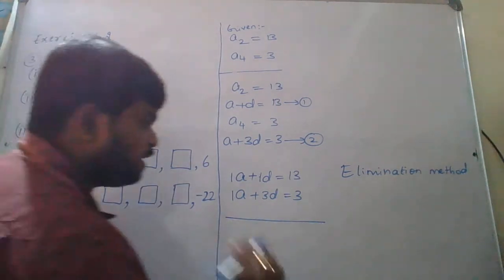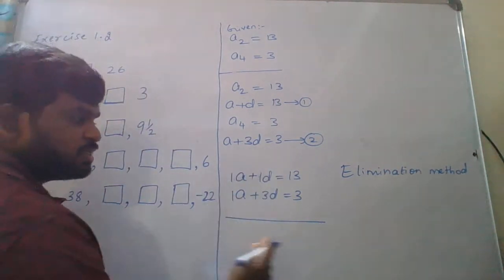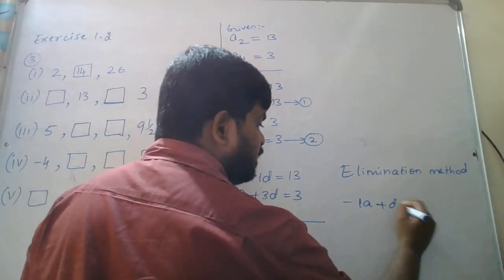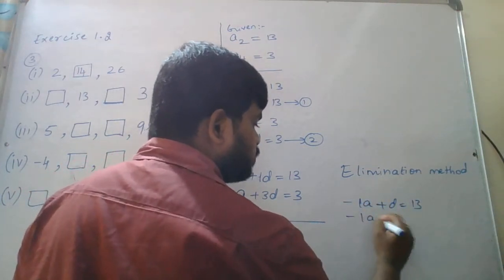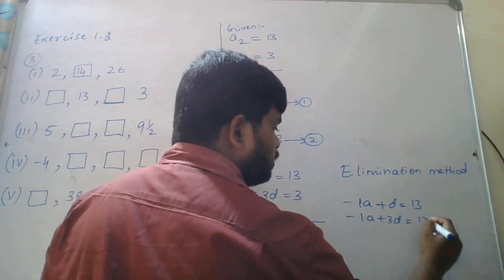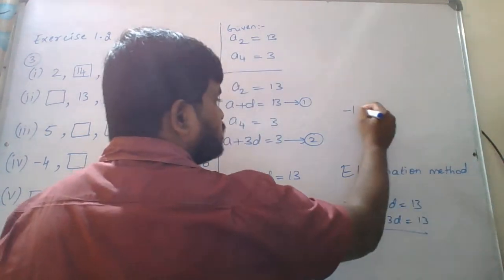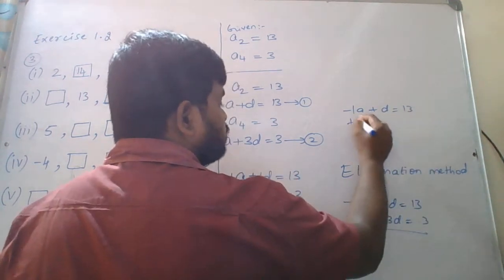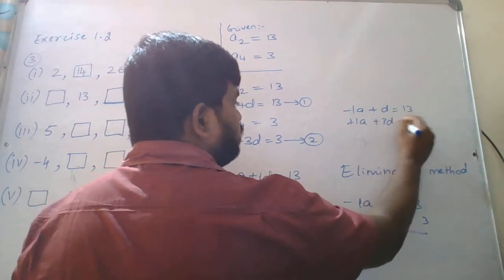For example, let me give you an example. This is one such example. If suppose you got minus 1a plus d is equal to 13, minus 1a plus 3d is equal to 13. Or let's take this, minus 1a plus d is equal to 13, plus 1a plus 3d is equal to 3.